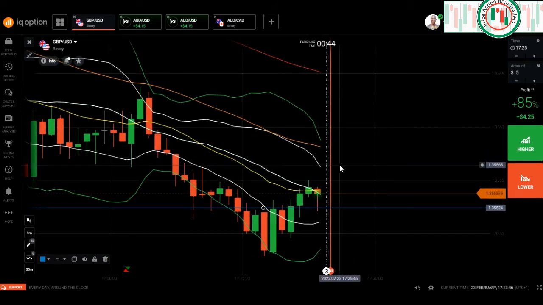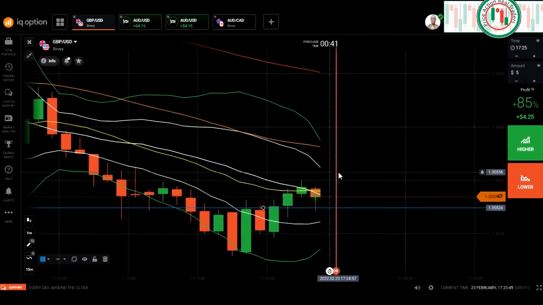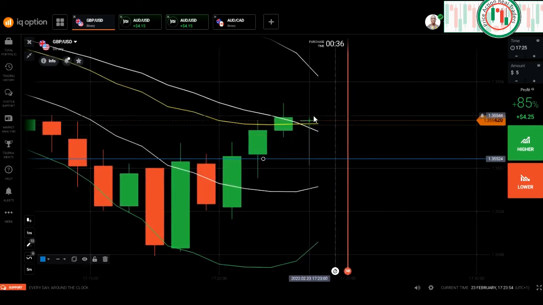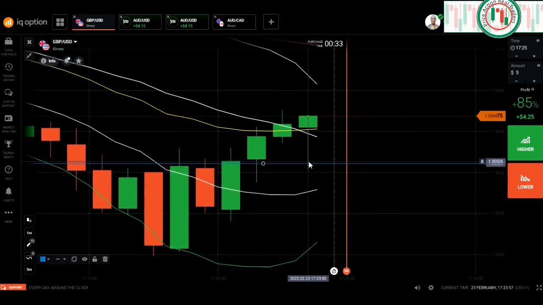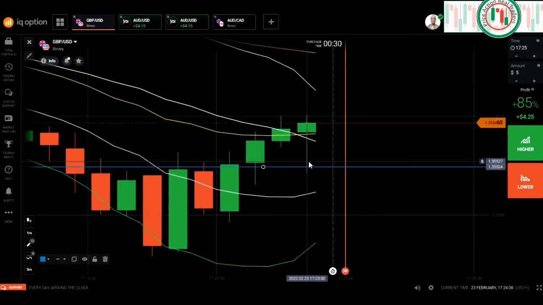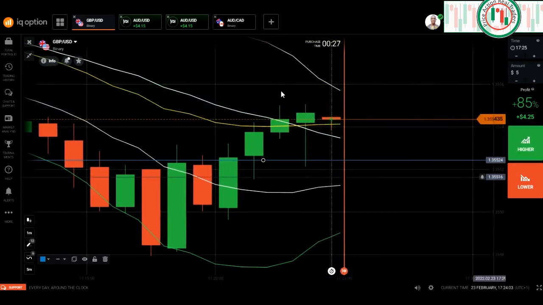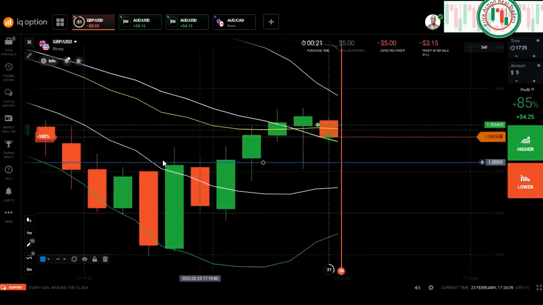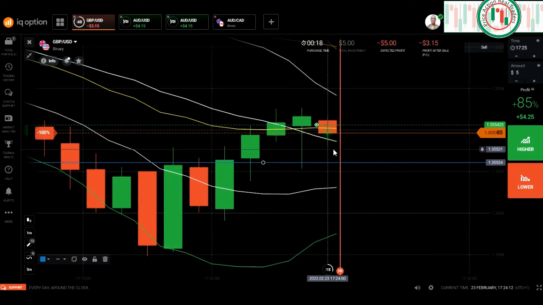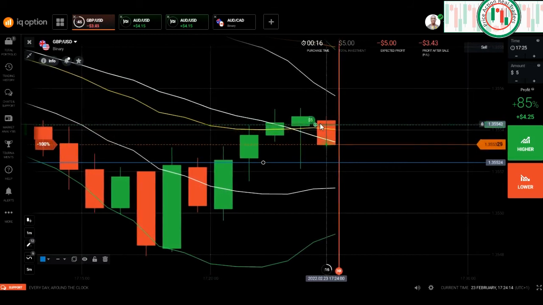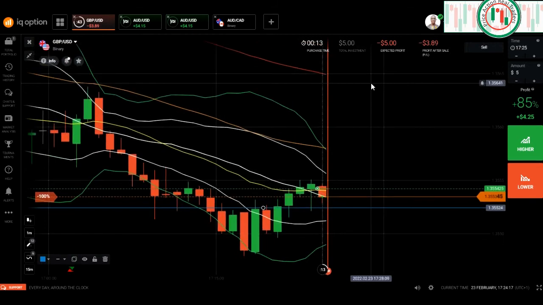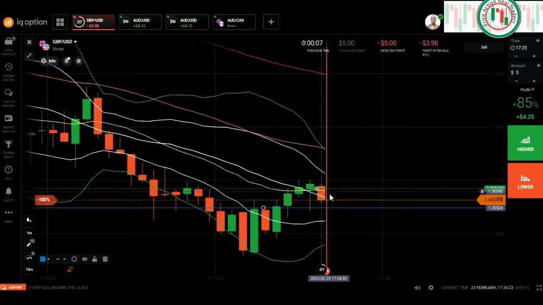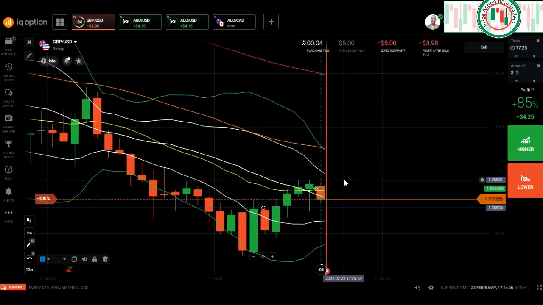You see here, this is a pullback. Yes, I will place a call option. I place my third call option here because of the pullback from the neckline. The market is panicking, but I know definitely this level must be broken now, so that's why I placed my call option immediately. You see, the market is panicking, but I know it must give me a winning trade.